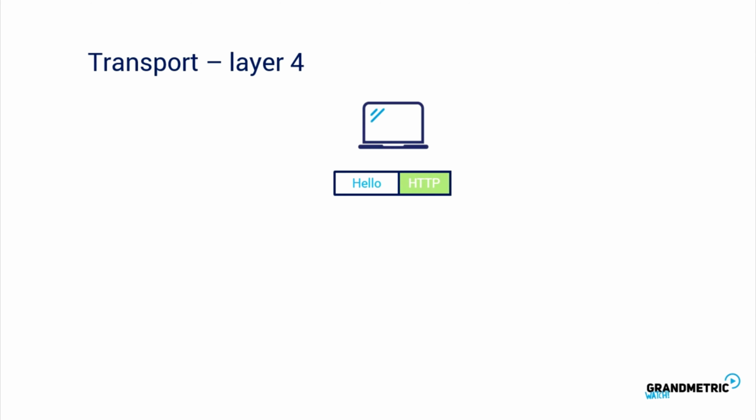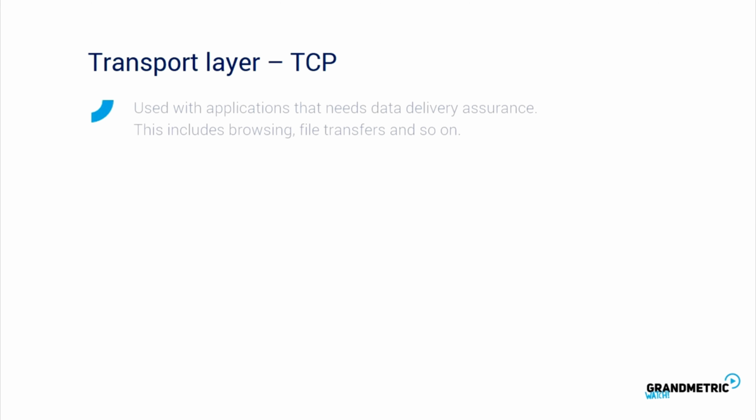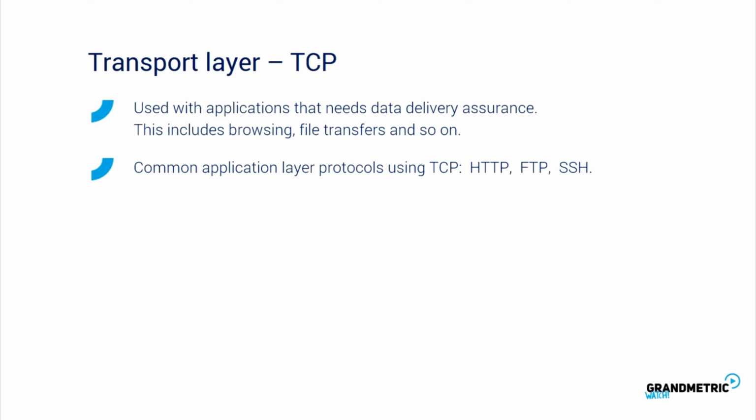To send human-readable text to the receiving party, first, the application needs to instruct the communication stack to segment the message. These segments are controlled by the Transmission Control Protocol, TCP. It is in transport layer 4. There are two common layer 4 protocols, TCP and UDP. Transmission Control Protocol is used with applications that need data delivery assurance. This includes, for example, browsing or file transfer, when the acknowledgements are needed.